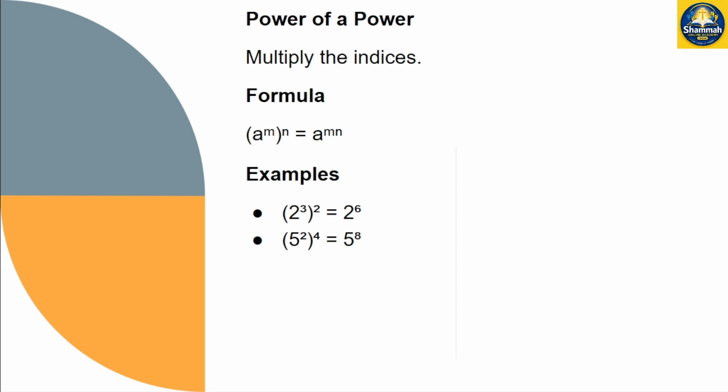Look at the examples. 2 raised to the power 3, raised to the power 2. Just simply do 2 raised to the power 3 times 2, which gives us 2 raised to the power 6. If we have 5 raised to the power 2, raised to the power 4, just simply do 5 raised to the power 2 times 4, which gives us 5 raised to the power 8.